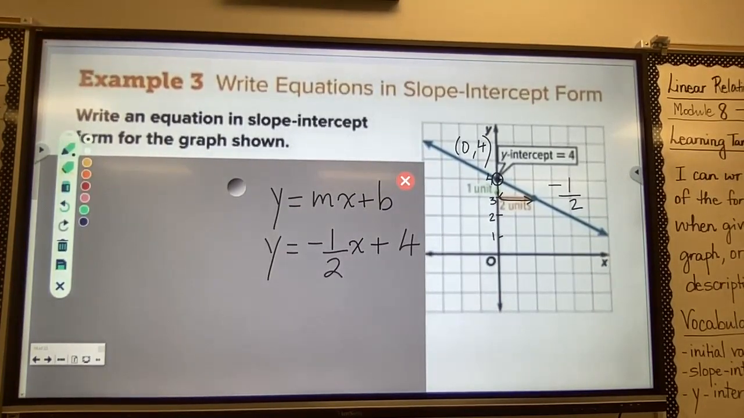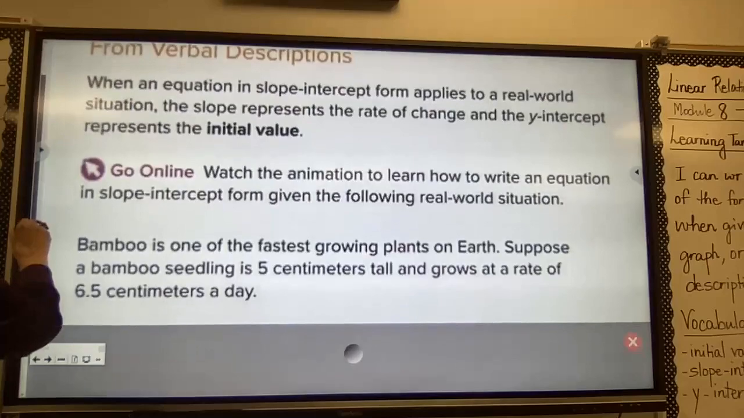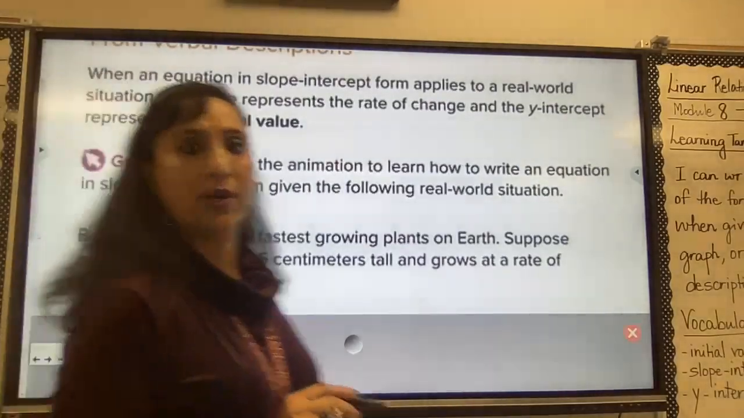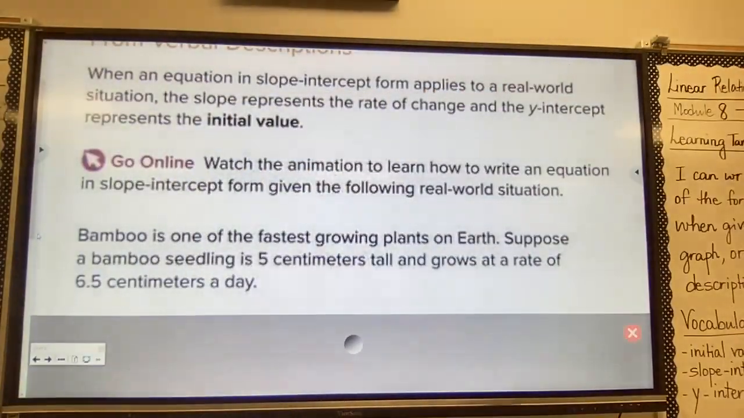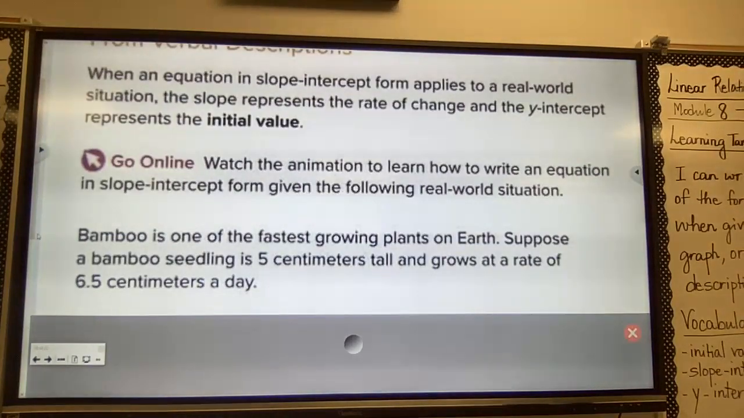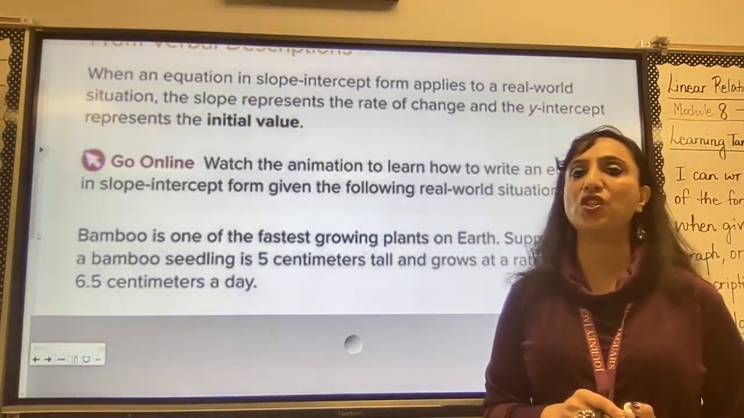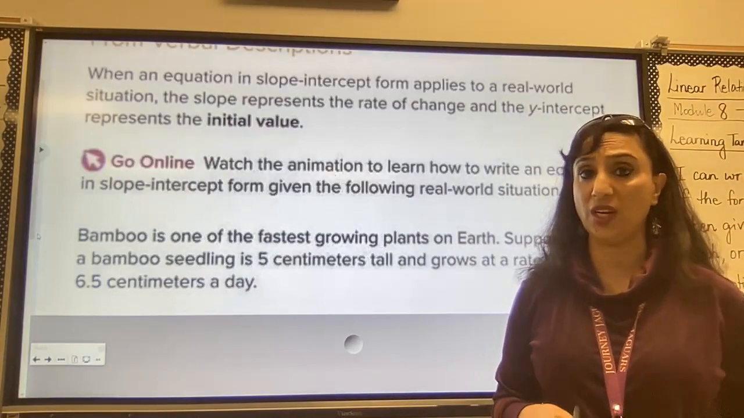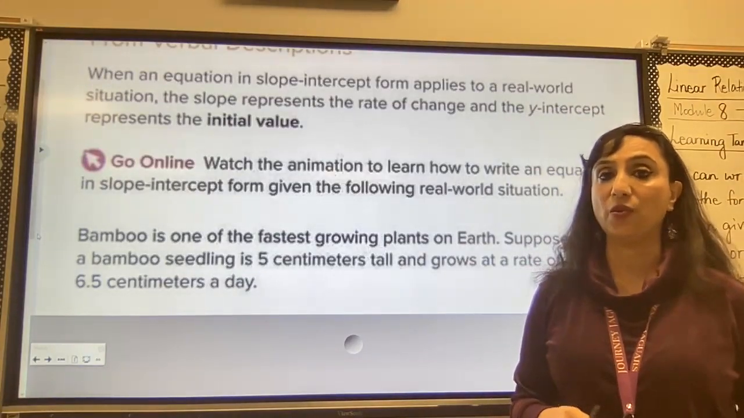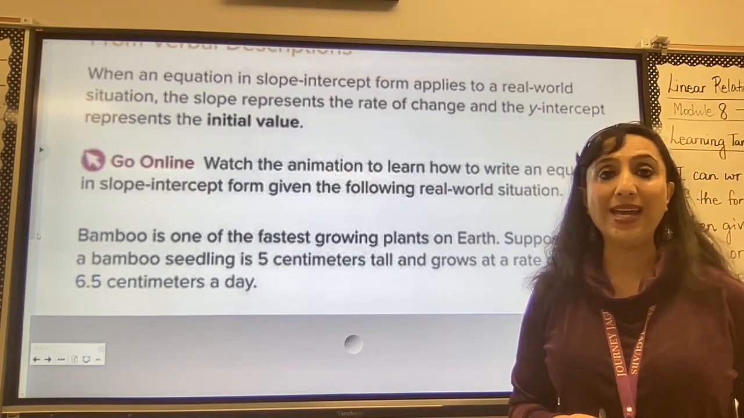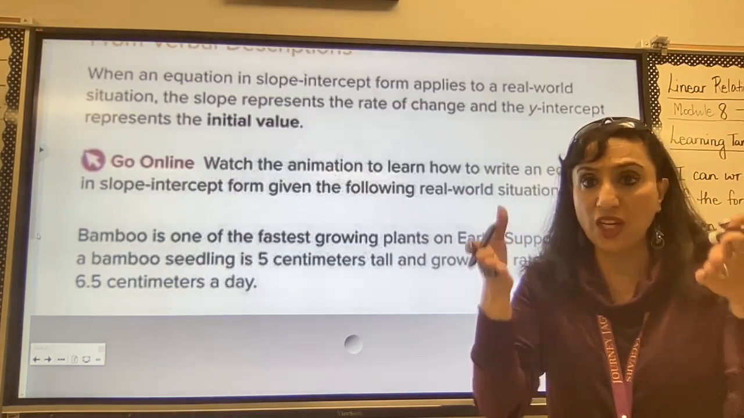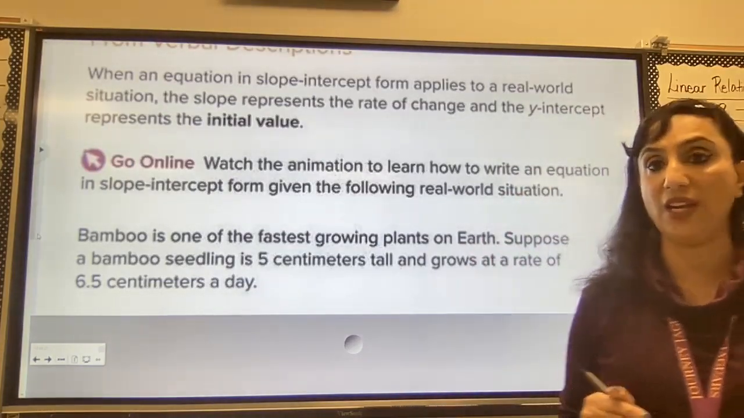Let's talk about writing equations in slope-intercept form from verbal descriptions. So let's look at this one. And we're going to learn about what is initial value. All right. So when an equation in slope-intercept form applies to a real-world situation, the slope represents the rate of change and the y-intercept represents the initial value. So that's what initial value means.